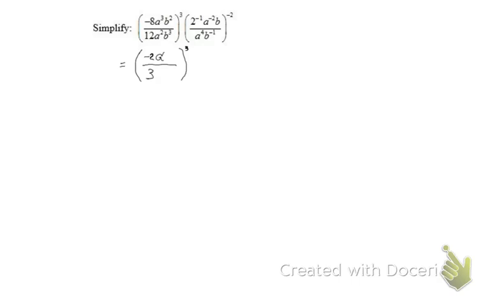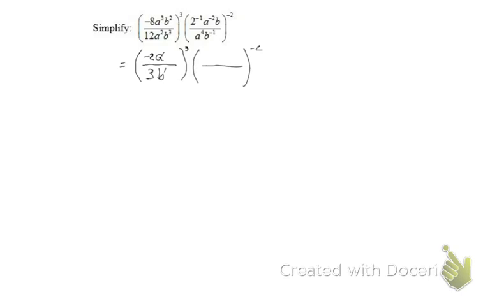The same idea with the b's. The 2 factors of b in the numerator cancel 2 of the 3 in the denominator, leaving b to the first. When I look at my second grouping, there's something else going on that I don't really like that I'm going to deal with first, the negative exponents.